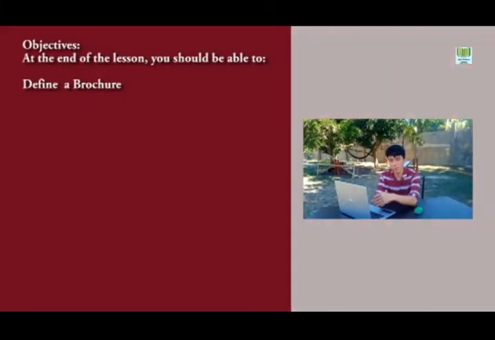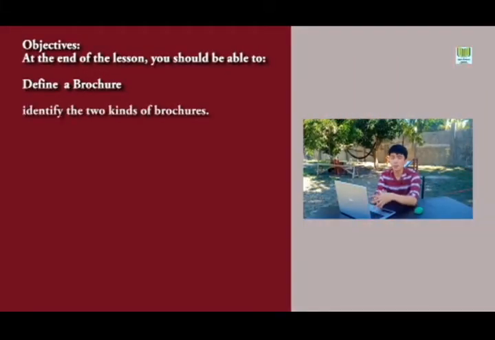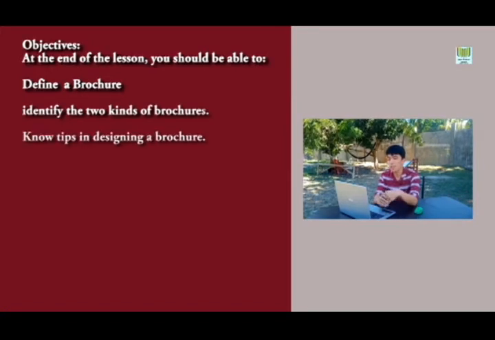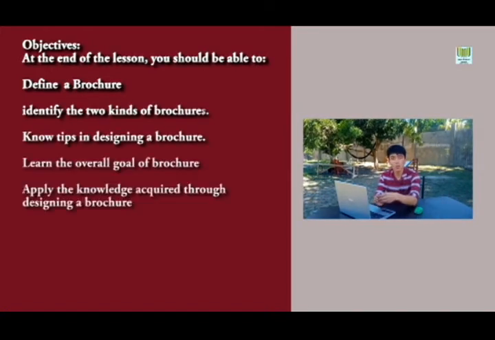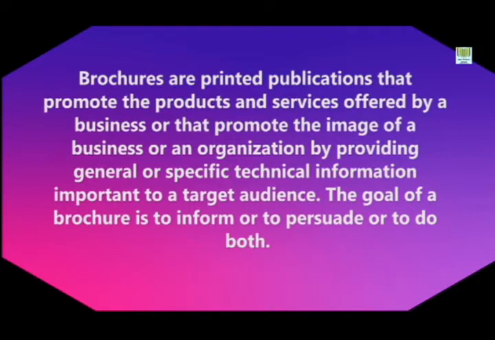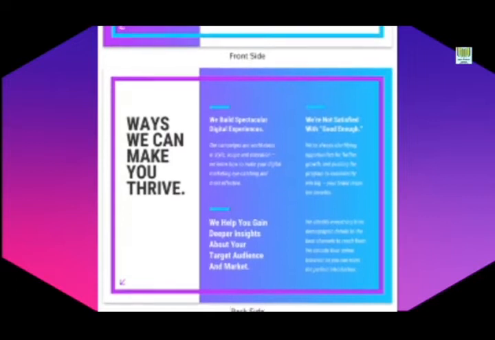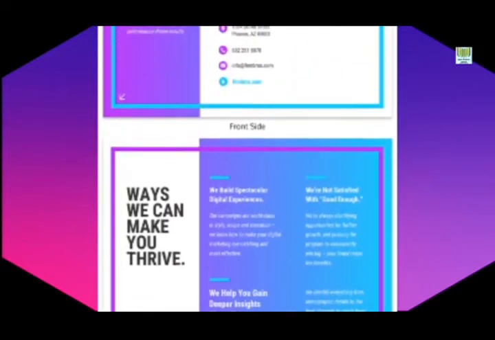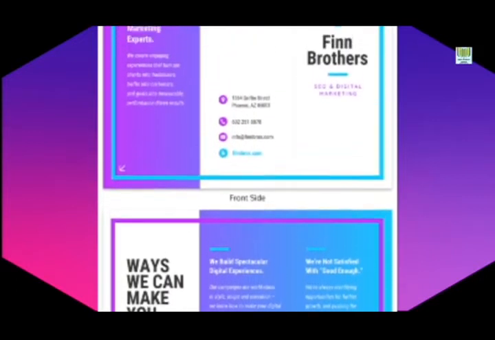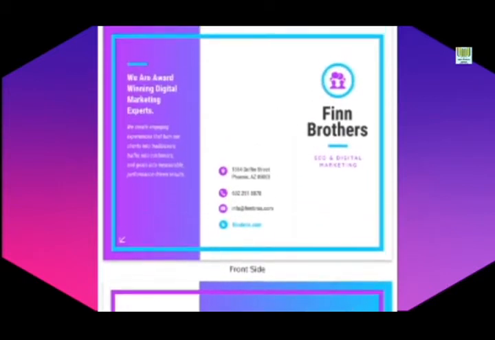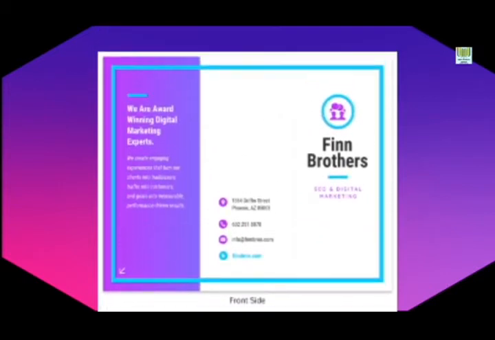Objectives. At the end of the lesson, you should be able to define a brochure, identify the two kinds of brochure, know tips in designing a brochure, learn the overall goal of a brochure, and apply the knowledge acquired through designing a brochure. Brochures are printed publications that promote the products and services offered by a business, or that promote the image of a business or an organization, or by providing general or specific technical information important to a target audience. The goal of a brochure is to inform or to persuade or to do both.